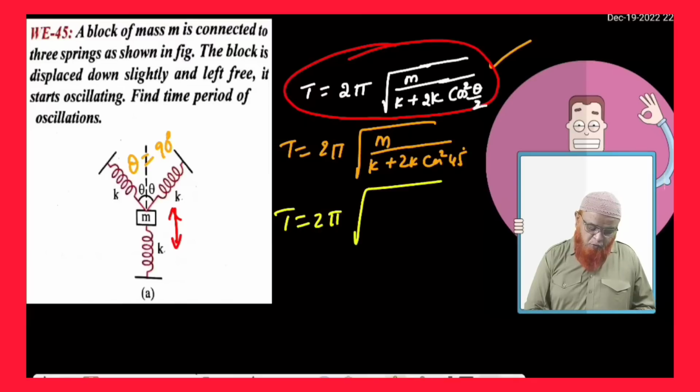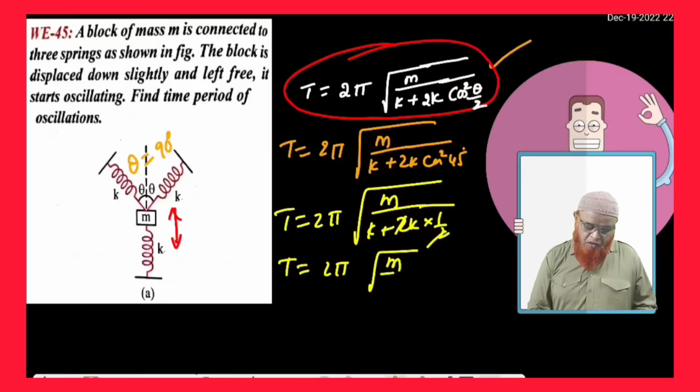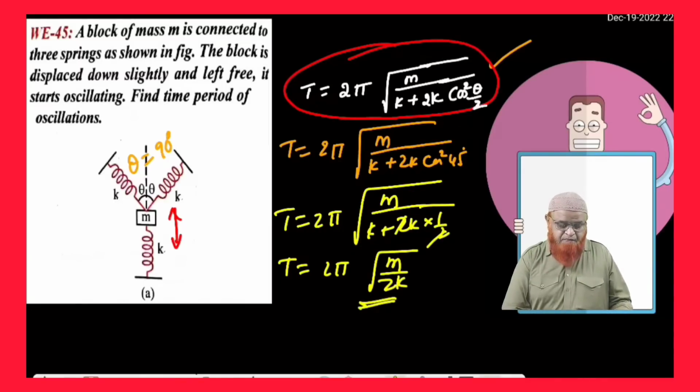Therefore T is going to be 2 pi root of m by (k plus 2k cos square 45). Cos square 45 is nothing but 1 by root 2 whole square, which is nothing but 1 by 2. So the 2 gets cancelled. T is nothing but 2 pi root of m by 2k. So this is going to be your answer.